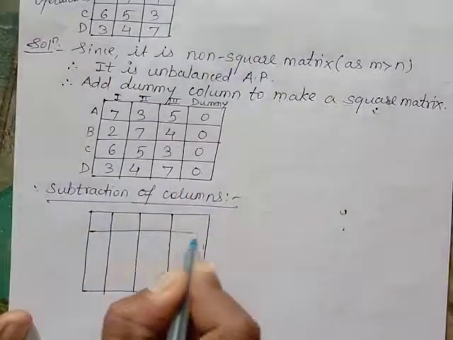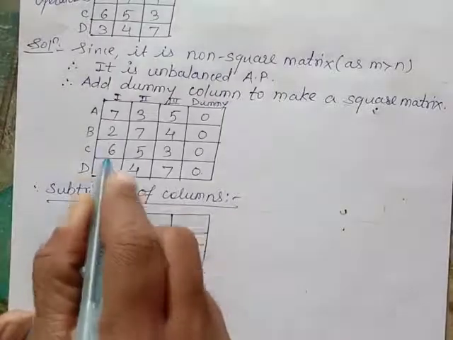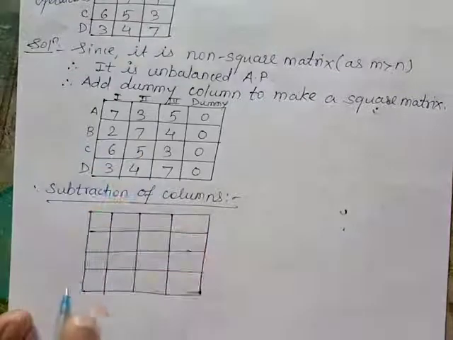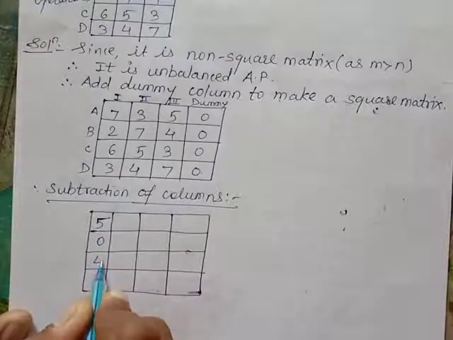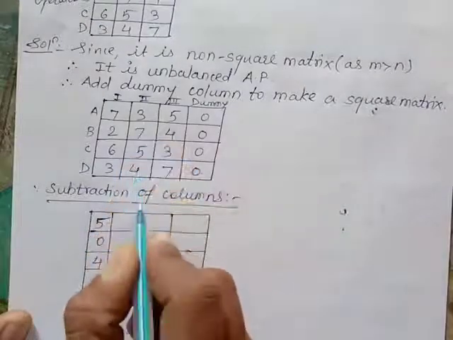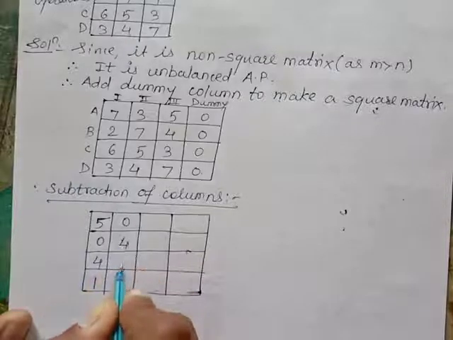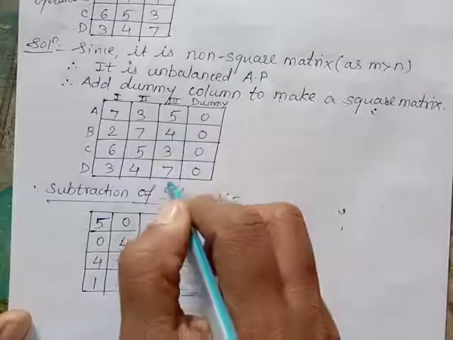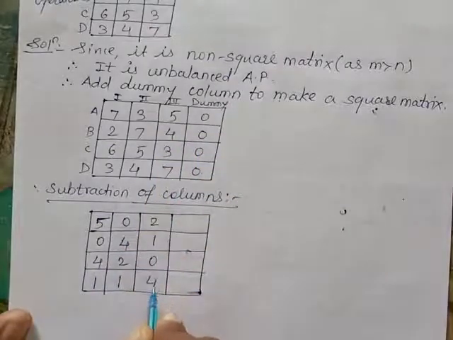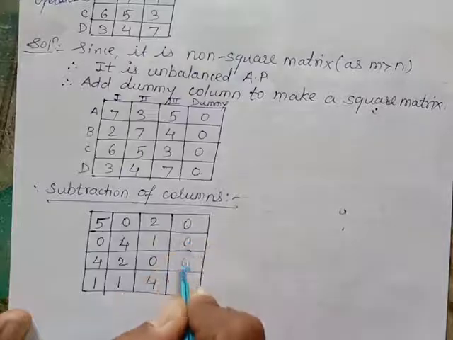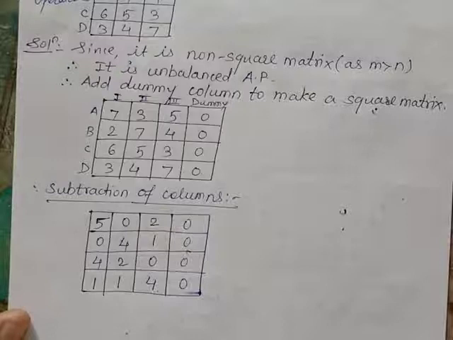So now the minimum element in the first column is what? 2. So we will subtract that 2 from each and every entry here. So here we get 5, 0, 4, 1. Here 3 is the minimum. So 0, 4, 2, 1. What about here? 3 is the minimum again. So 2, 1, 0, 4. And these are as they are. So as such, in each row and in each column we get a 0.